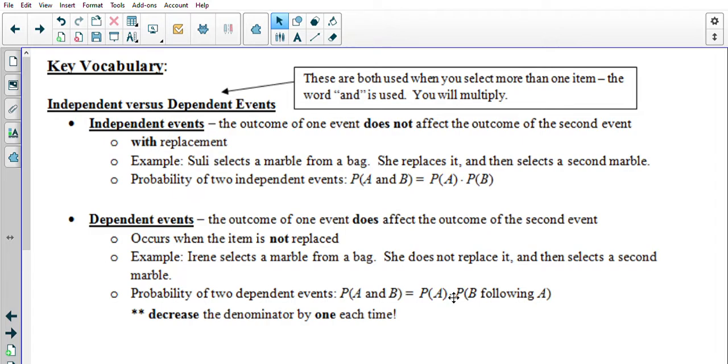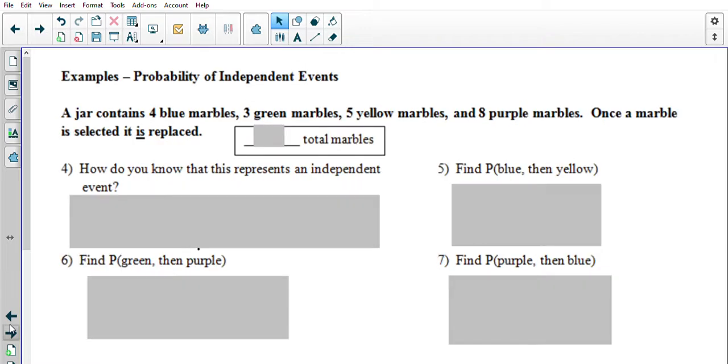That's going to be different than just the probability of B because now I have one less marble in the bag. So you will always decrease the denominator by one each time since one marble will have been taken out. So our first set of problems, and these are independent events, by the way, the first set.